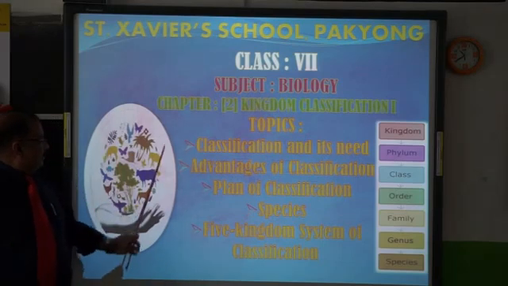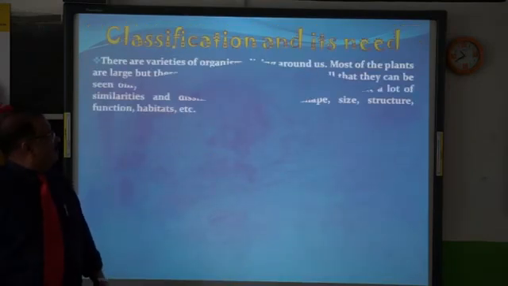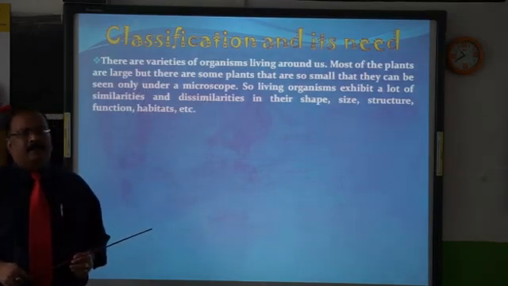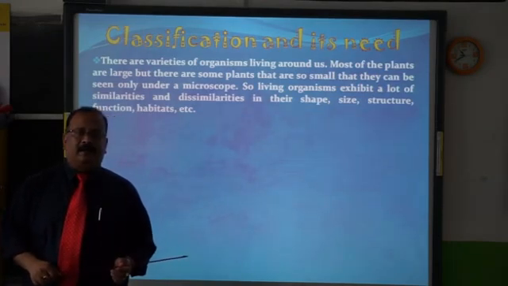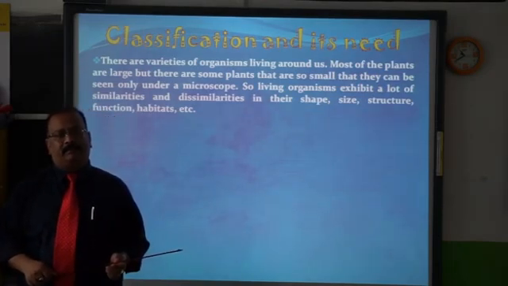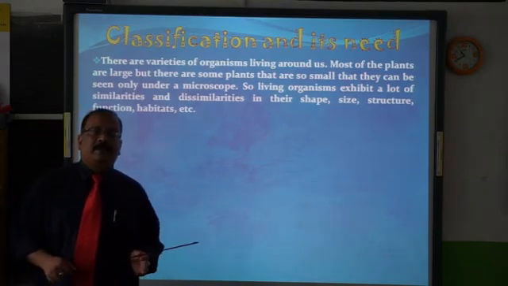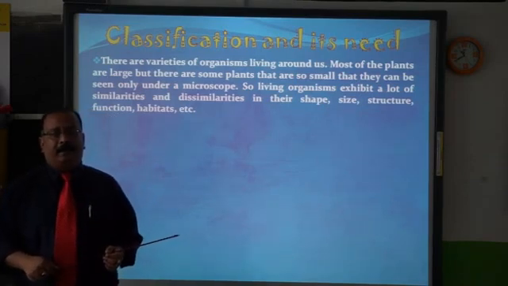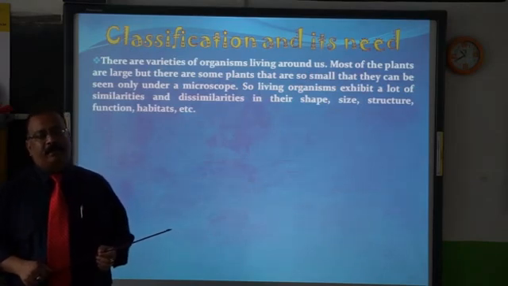So here you can see there are many things around us. There are varieties of organisms living around us. If you talk about the plants, some are there in your garden, some are there in the forest, naturally grown, some are big, some are small, some are so small that you cannot see them through your naked eyes. You have to use the microscope, and that is why they are called microscopic organisms.